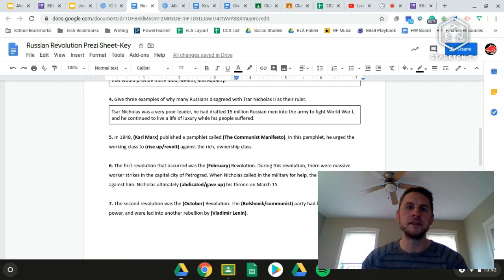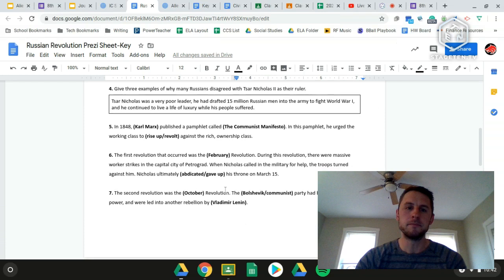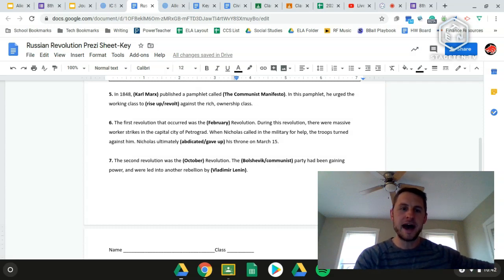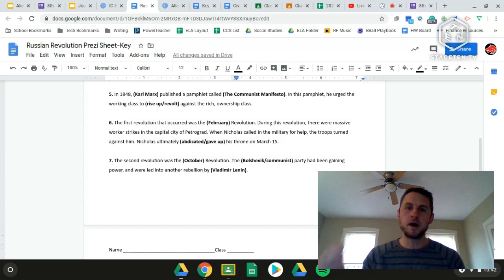There were more on the Prezi itself, but those are 3 of the examples for why most Russians did not like Tsar Nicholas. In 1848, Karl Marx published a pamphlet called the Communist Manifesto, and in this pamphlet he urged the working class to rise up and revolt against the rich ownership class. This is a little bit going back into the past. He had published this pamphlet, but then this idea of communism became much more popular during this time under Tsar Nicholas. So Karl Marx is kind of considered the father of communism. This is where it all started.